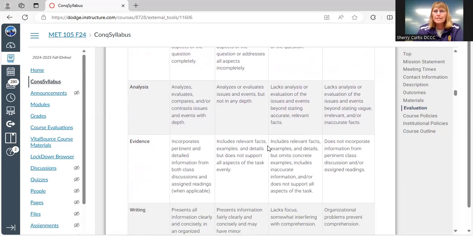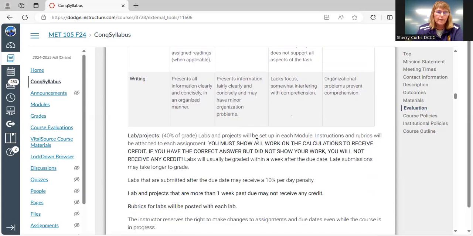For the first test, I have some guidelines on there about how long your answer should be for each short answer question. Good rule of thumb is if it's a 3-point question, you probably need 2 to 4 sentences to support it. If it's an 8 or 10-point question, you're going to need 8 to 12 sentences to support it.